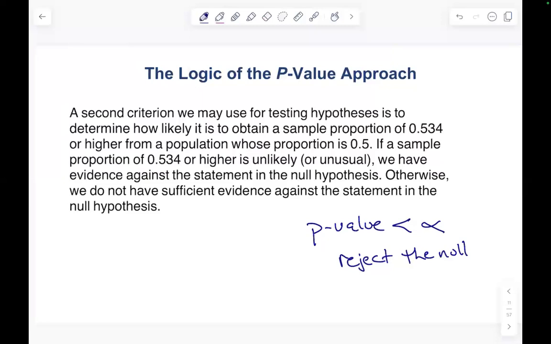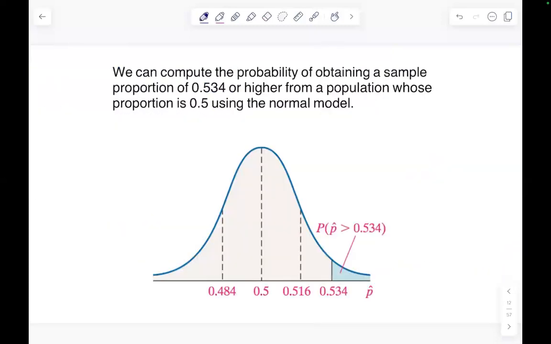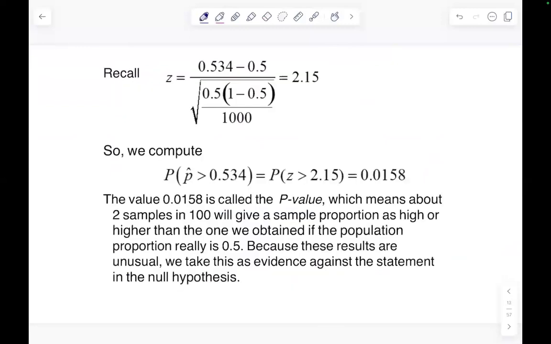Okay, now we're going to get into new stuff. Oh, this just shows you where it is. It's out here in the tail. Our value of 0.534 is more than 2 standard deviations away. It's hiding out there in the tail. And our probability of getting a z-score that big is about 1.58%. That is definitely smaller than 5%. So therefore we reject the null.